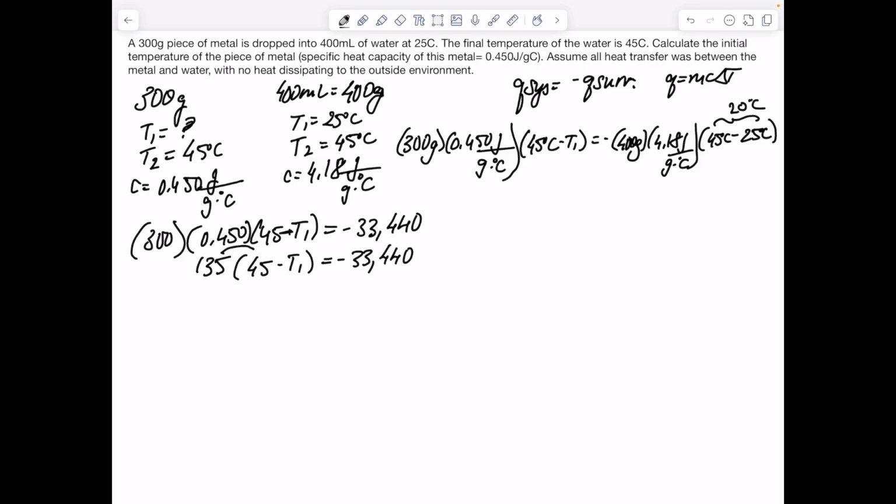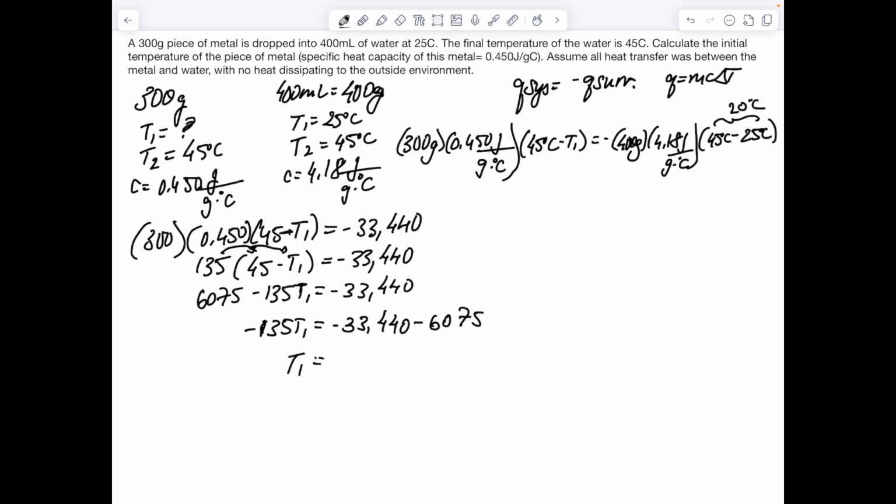So let's distribute that 135 over to this 45 and to this T1 here. So we get 6075 minus 135 T initial of that metal equals negative 33,440. Now we can bring this over. So we're going to get negative 135 T1 equals negative 33,440 minus 6075.